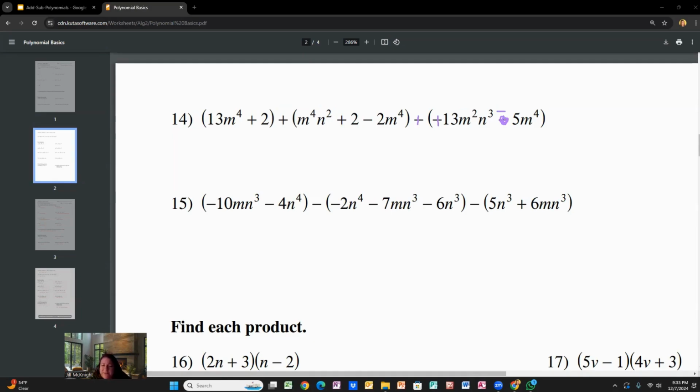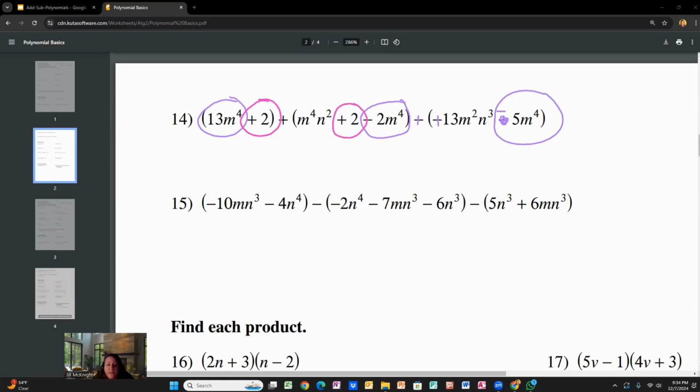So do we have any like terms? Let's see if we have any like terms. This is a like term, m to the fourth. There are a couple of constants. We have an m to the fourth n squared. That's only by itself. We have an m squared n to the third. That's by itself. And another m to the fourth. And we switched that to minus.